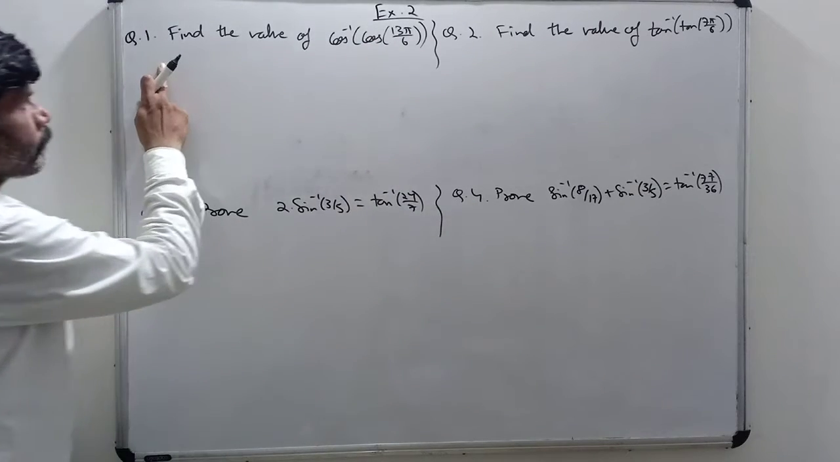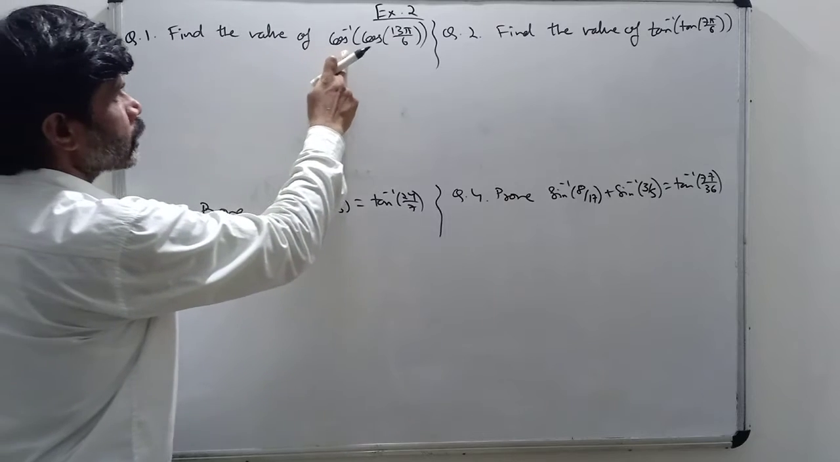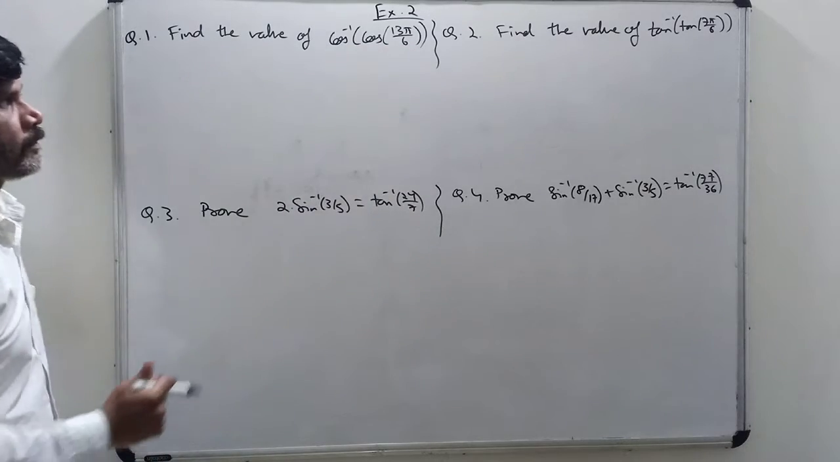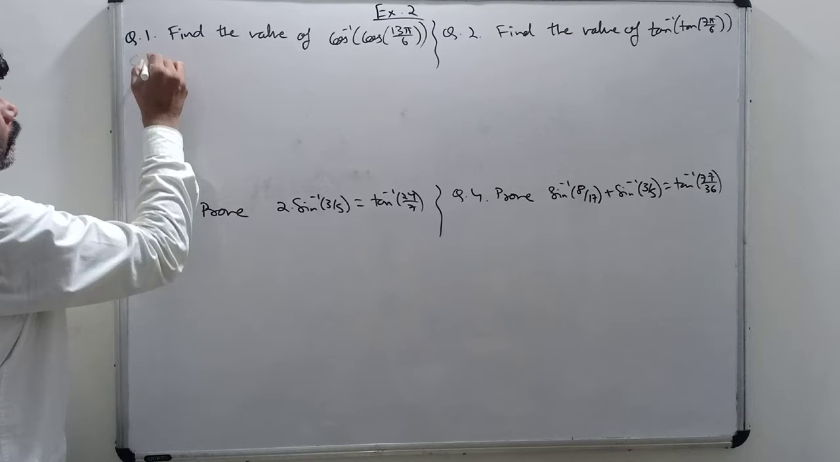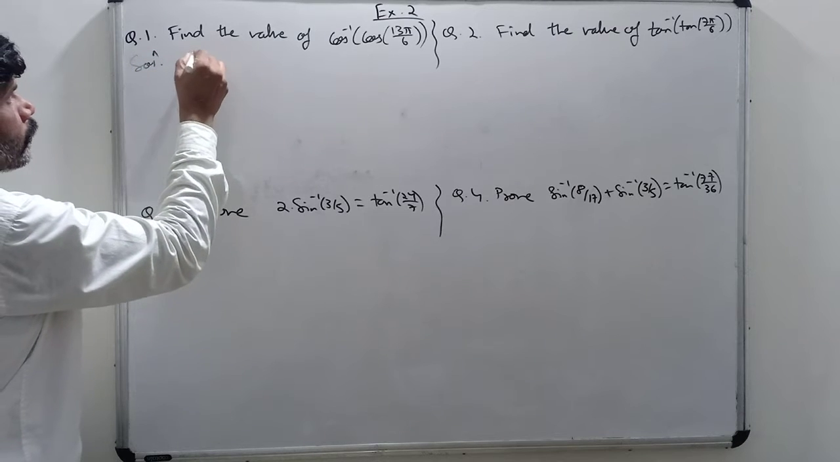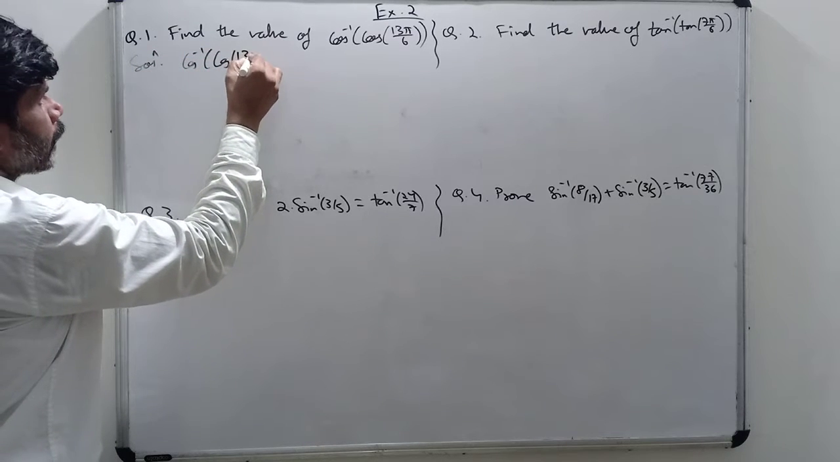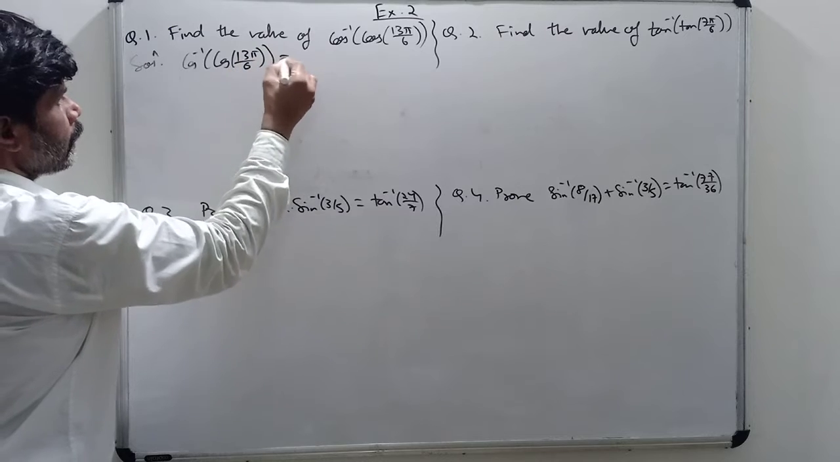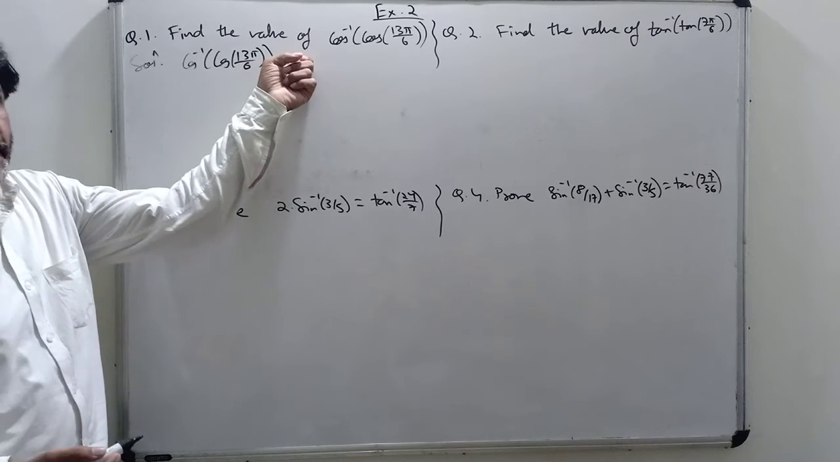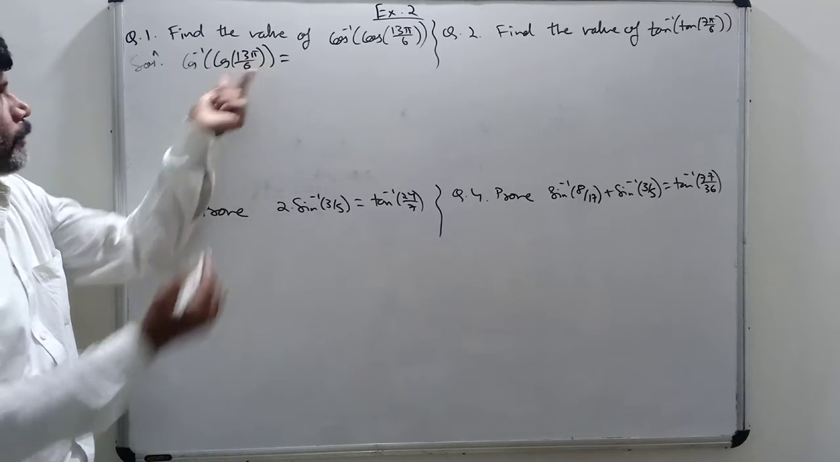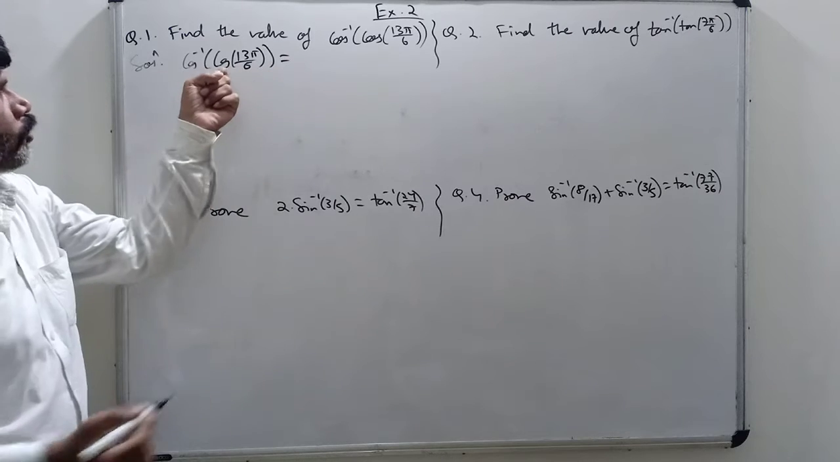Exercise 2, question number 1. Find the value of cos inverse of cos of 13 pi by 6. Now, cos inverse of cos of 13 pi by 6. I cannot write 13 pi by 6 directly. Why? Because 13 pi by 6 is not in the domain of the cos function.